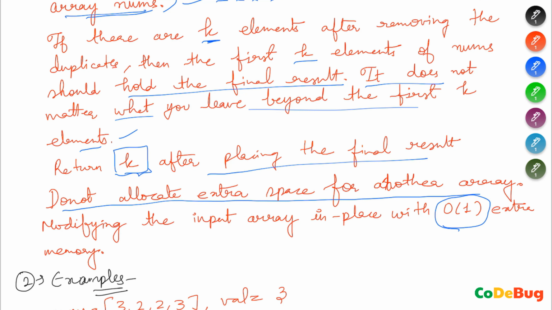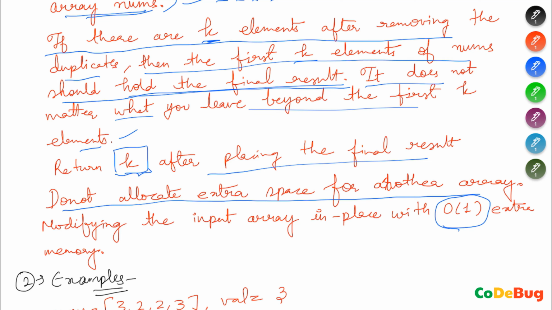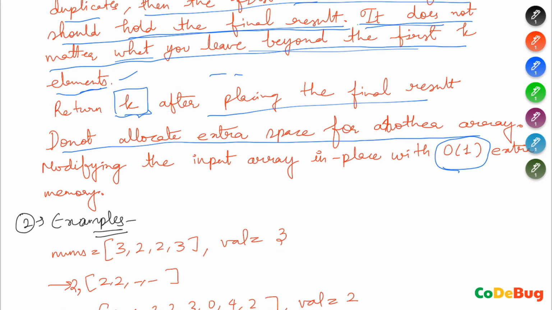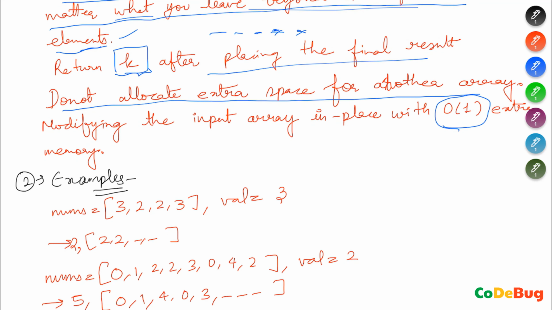Let's just read through the question. If there are k elements after removing val, then the first k elements of nums should hold the final result, like we discussed earlier. It does not matter what you leave beyond the first k elements. We are not caring about those elements. And as output of this program, we have to return this value k and modify the array nums in place.